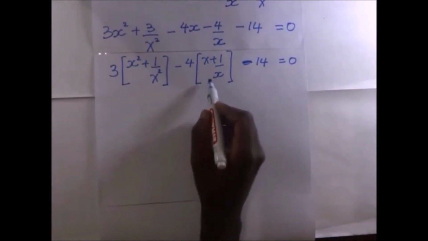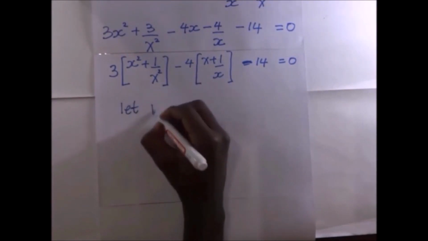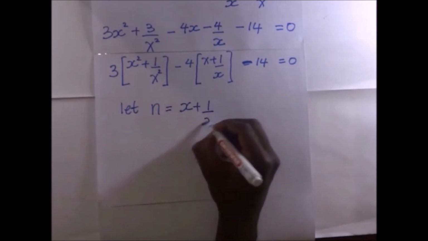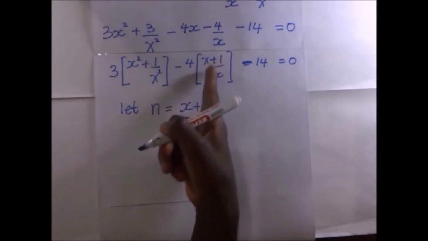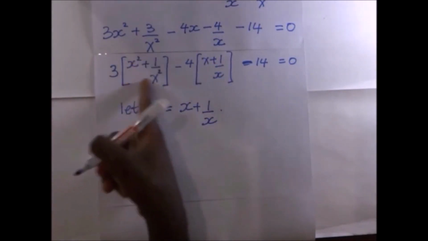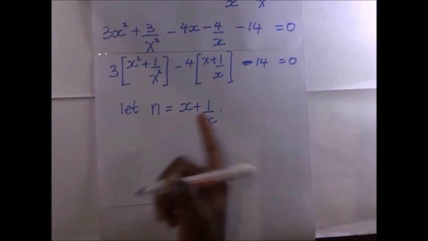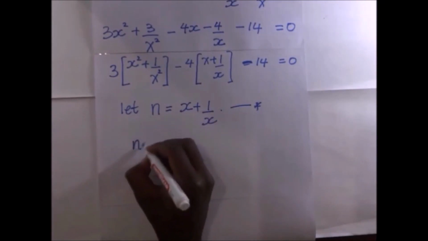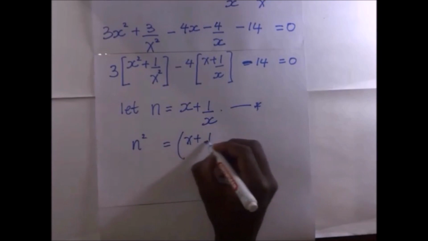So let us make this n. Let n be equal to x plus 1 over x. So the value, we've called this n. Now let's also make this become n as well. So we square both sides for this. Squaring both sides, n squared is going to be equal to (x plus 1 over x) squared.